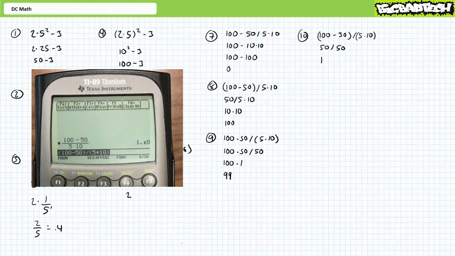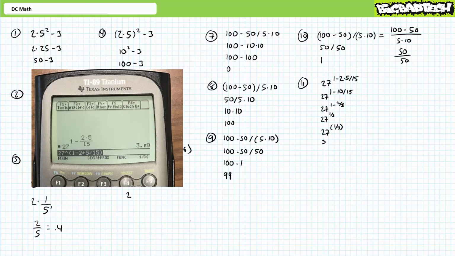Our next problem asks us to solve for 100 minus 50 inside parentheses divided by 5 times 10 in parentheses. Operations inside parentheses receive priority. 100 minus 50 is 50, and 5 times 10 is also 50. Now we're free to divide 50 divided by 50 for a final result of 1. Structurally, one can also think of this as 100 minus 50 in the numerator and 5 times 10 in the denominator. Again, 50 divided by 50 yields a final answer of 1.